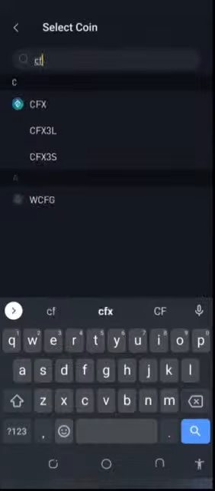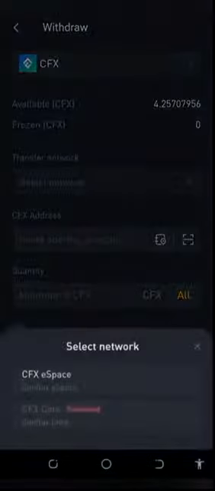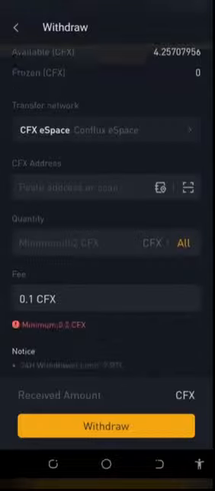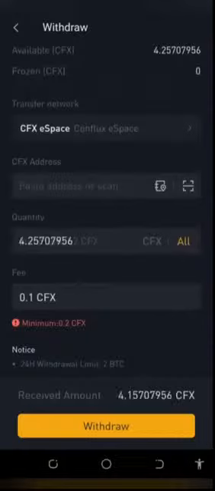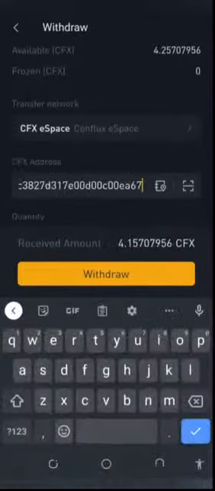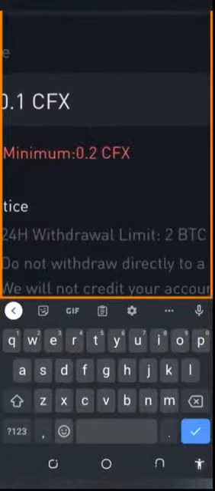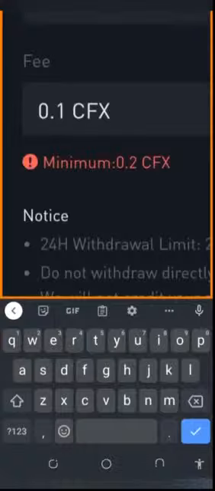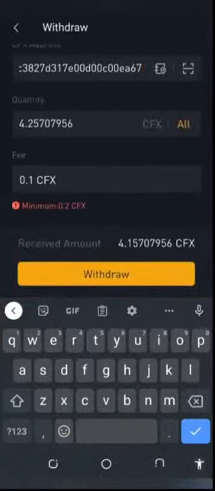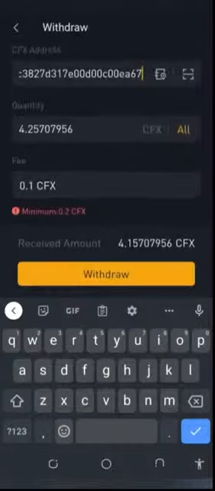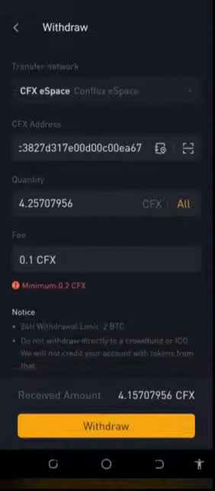So, CFX. Let's see, CFX eSpace, of course. And then let's see what we're putting in here. Available, yeah, everything. Let's see, all, of course. Let's put in the address. Okay, it said minimum. Minimum is what? Okay, minimum is 0.2 FX. I've done that. Well, maybe just a little warning. Okay, all. And then we go ahead. Everything looks good.